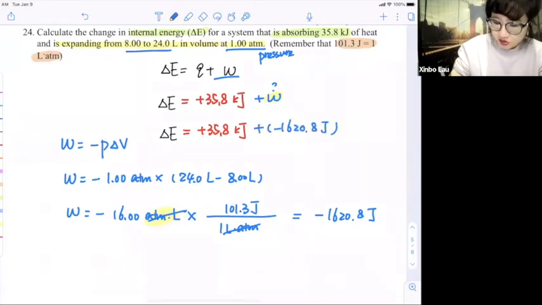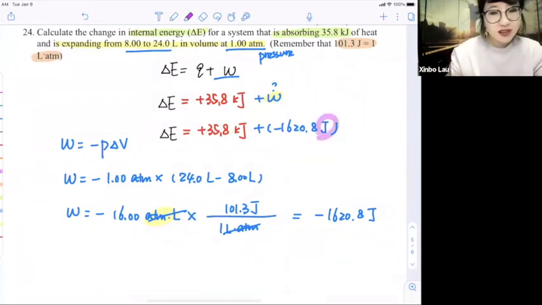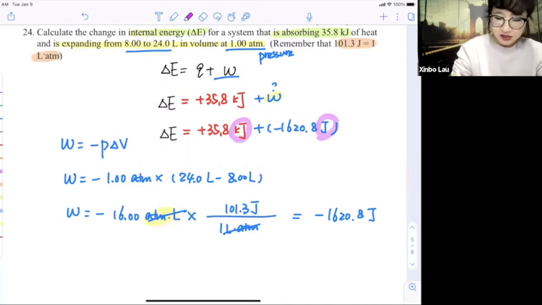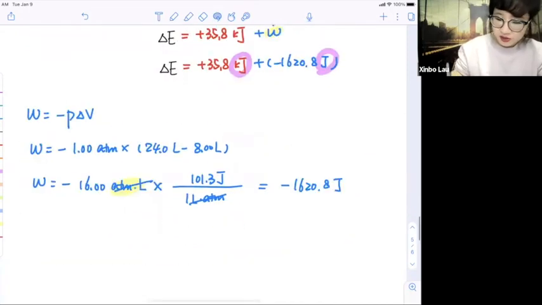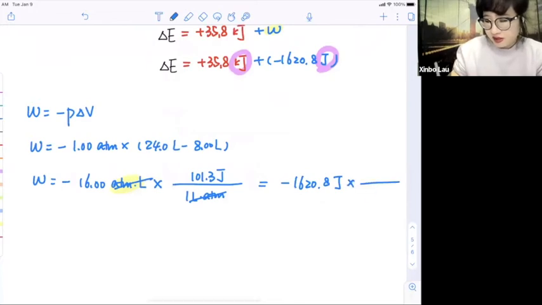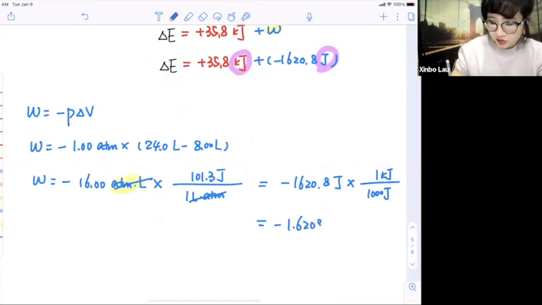Now I just put it into my calculator? No, right? I have joules and kilojoules, and they're not on the same scale. I have to take care of that. So I need to convert joules to kilojoules, which is another easy job. We know 1,000 joules equals 1 kilojoule, so this will be negative 1.6208 kilojoule.